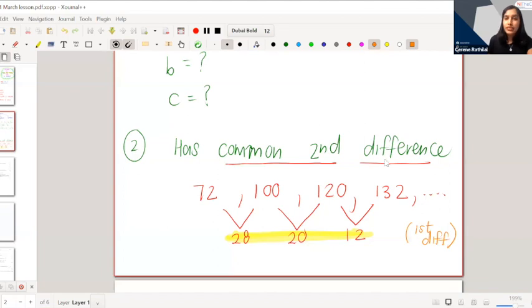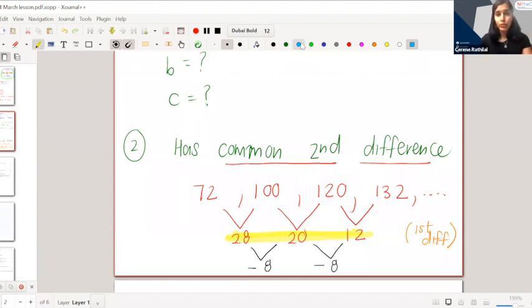So we are interested in the second difference. So let's go for it. Let's complete this procedure one more time. So if I do this one more time, what is 20 minus 28? The answer is -8. What is 12 minus 20? And observe that again, the answer is -8.